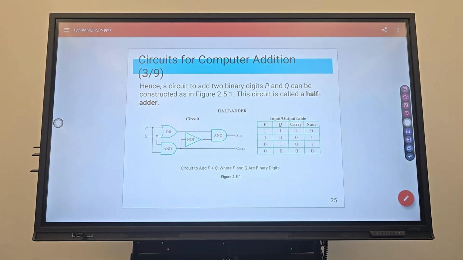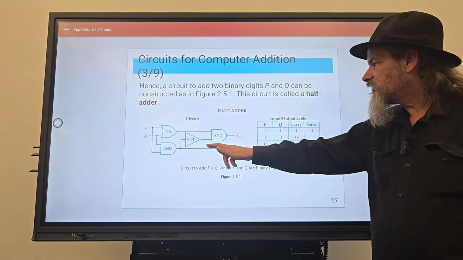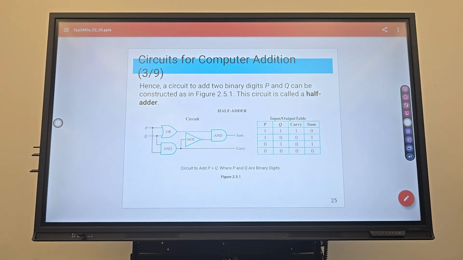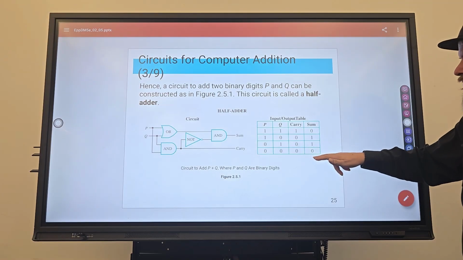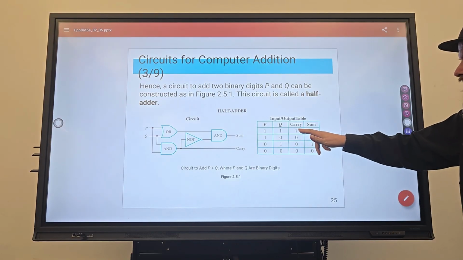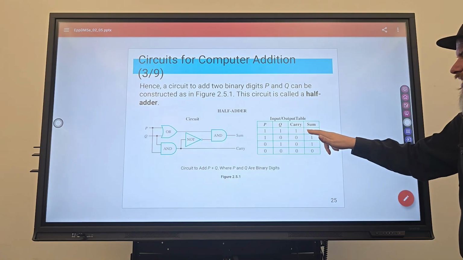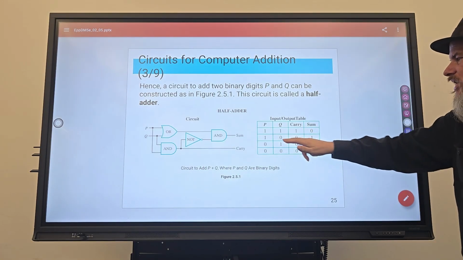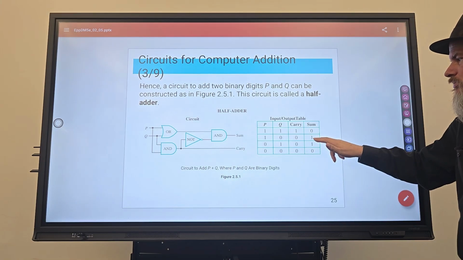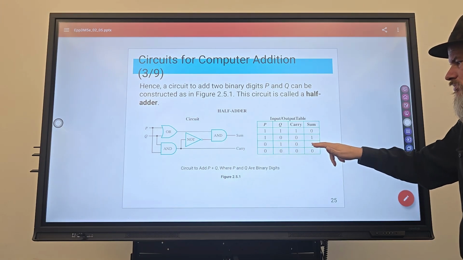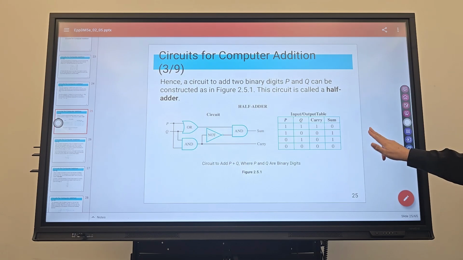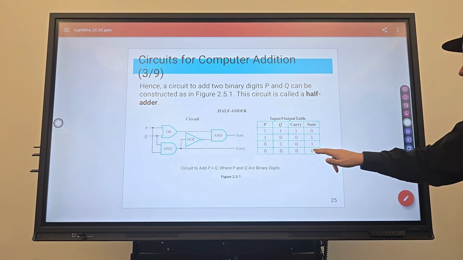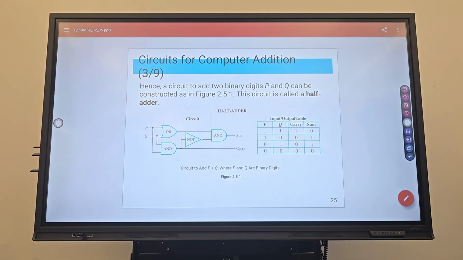Hence, the circuit to add two binary digits, P and Q, can be constructed as seen here. The circuit is called a half adder and has the input-output table like so. Carry of 1 when they're both 1, and a sum of 0. And 0 for both outputs if they are both 0.